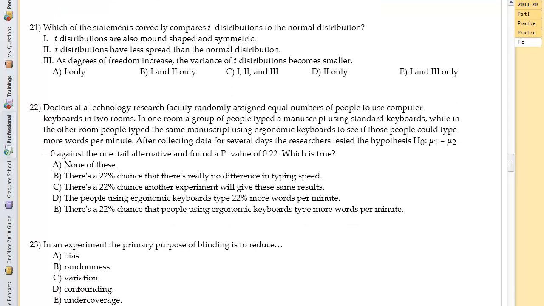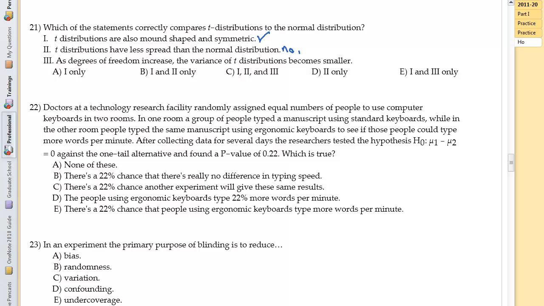Which of the statements correctly compares T distributions to the normal distribution? T distributions are also mound-shaped and symmetric. I think by mound-shaped they mean unimodal. Okay, and so this one's going to be good. All right. T distributions have less spread than the normal distribution.